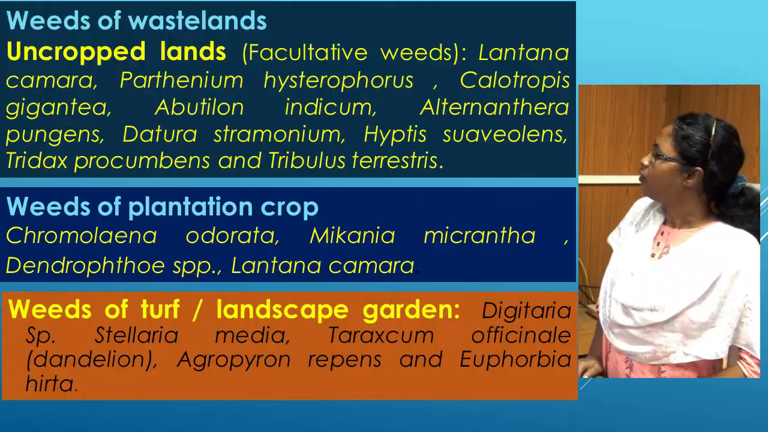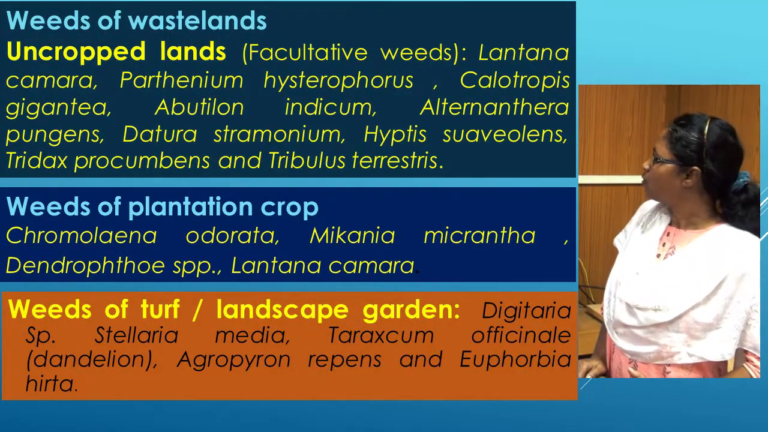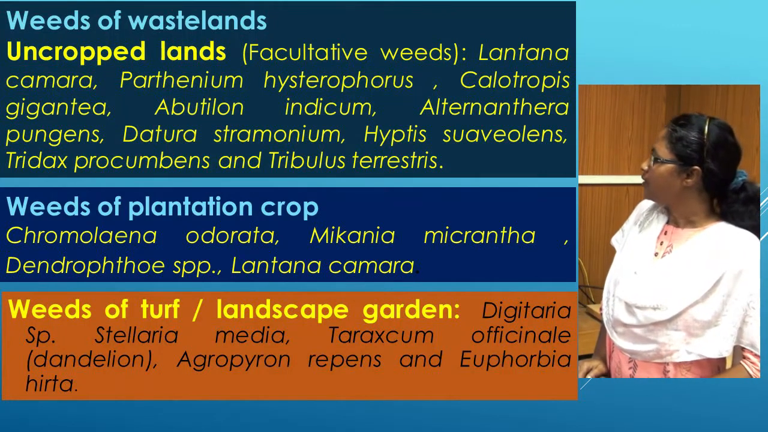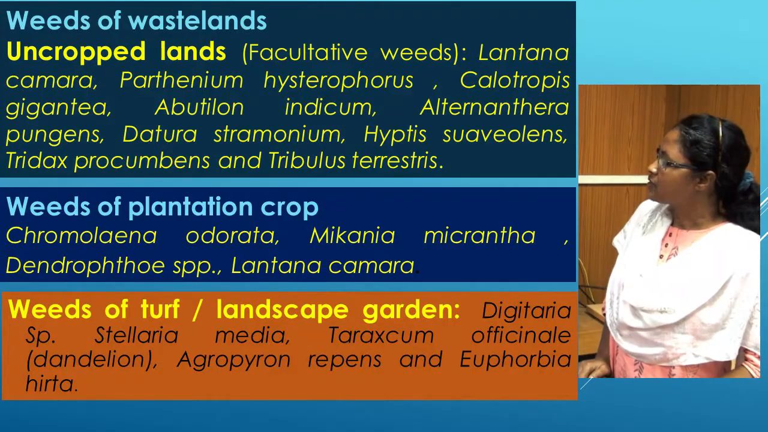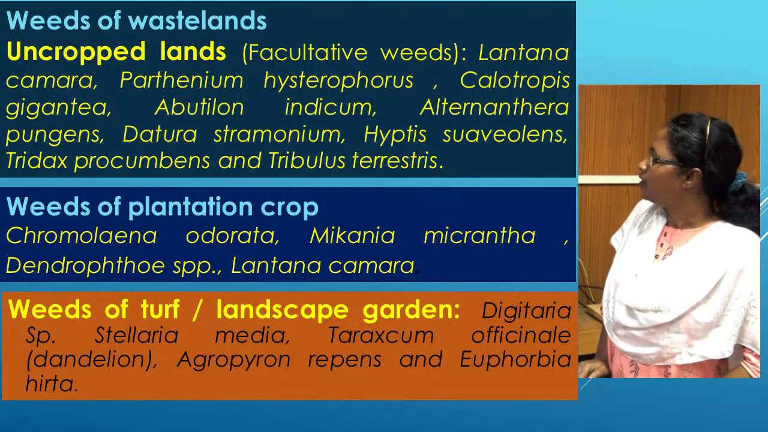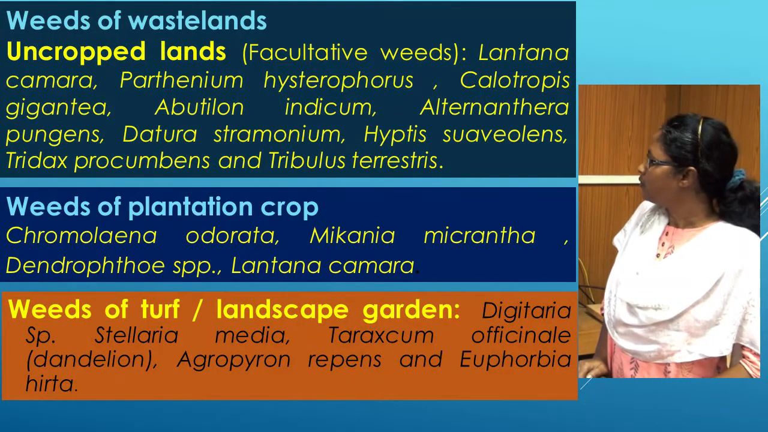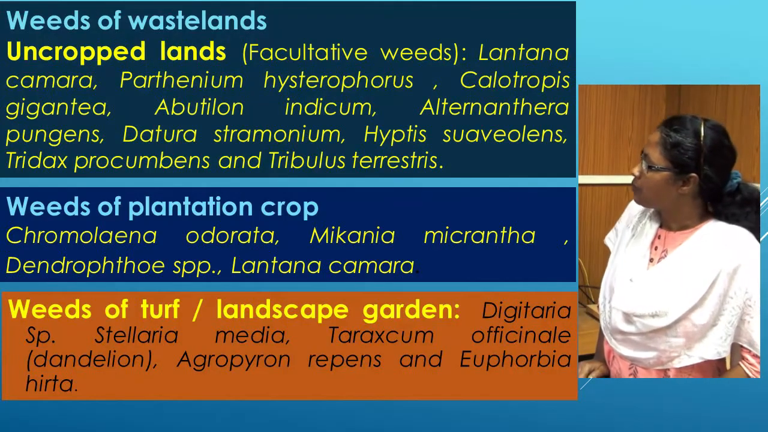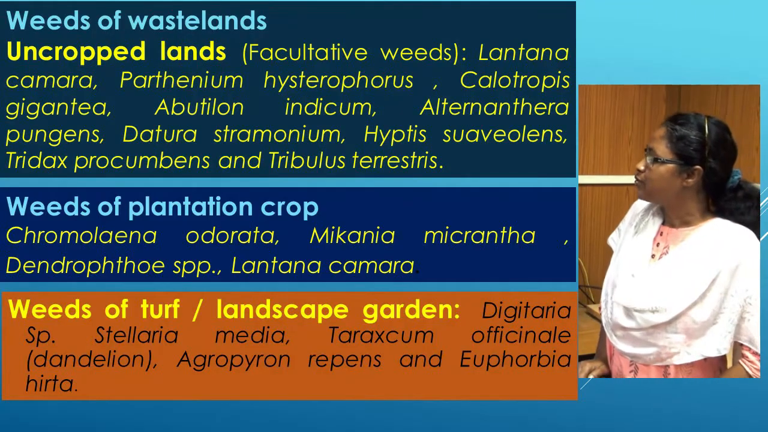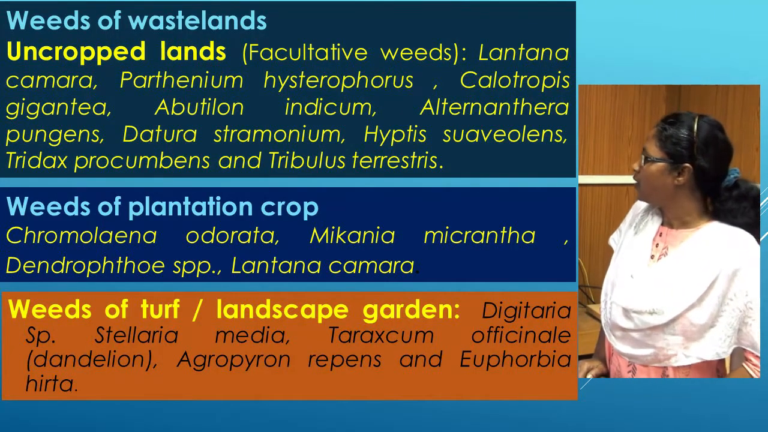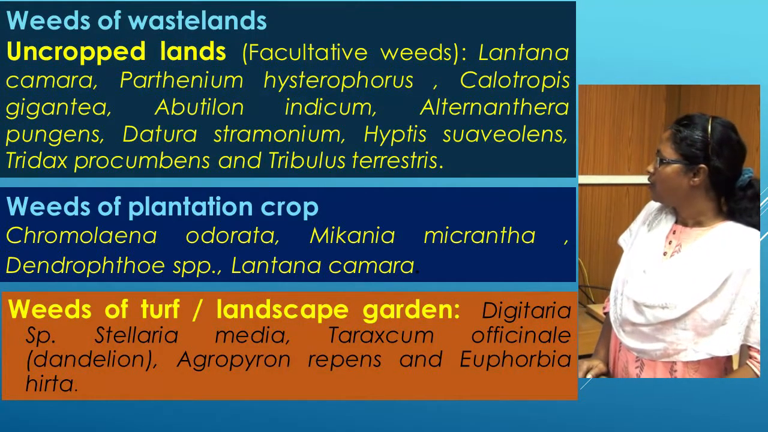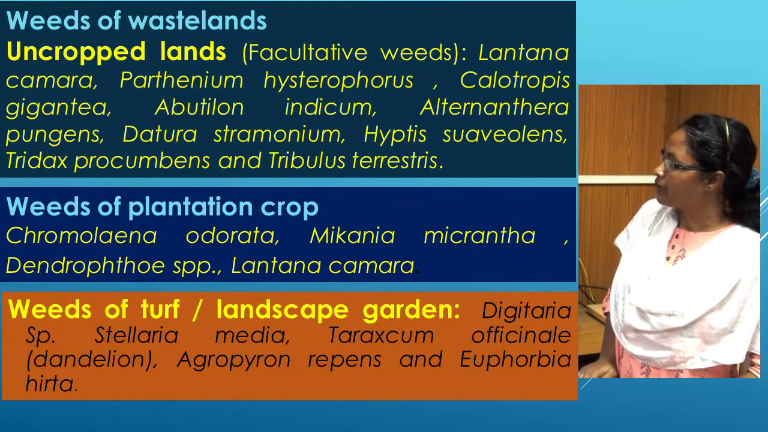Weeds of wasteland or uncropped lands. This is also known as facultative weeds. Example is Lantana camara, Parthenium hysterophorus, Calotropis gigantea, Abutilon indicum, Alternanthera pungens, Datura stramonium, Hyptis suaveolens, Tridax procumbens and Tribulus terrestris. And weeds of plantation crop, those weeds which are commonly found in plantation area. Example is Chromolaena odorata, Mikania micrantha, Dendrophthoe species, Lantana camara, etc.